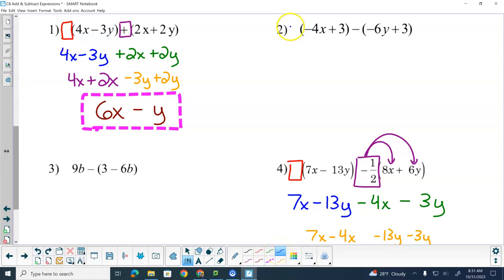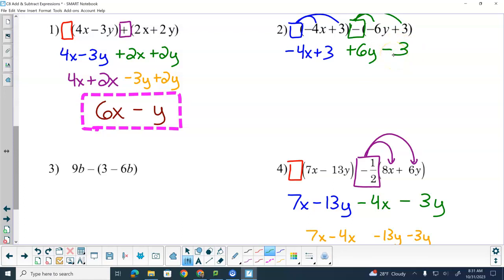Big gamble. Okay, so here number 2. We got a positive 1 out there, so it's just going to be negative 4x plus 3. Don't have to do anything on that one. On this one, we got a negative sign there, so that's got to go into both of those. Negative times a negative is a positive. So it's positive 6y. Negative times a positive is a negative. So we got that one going on.